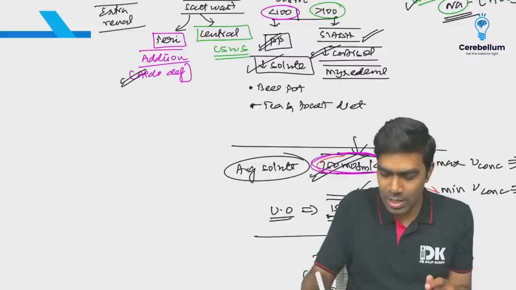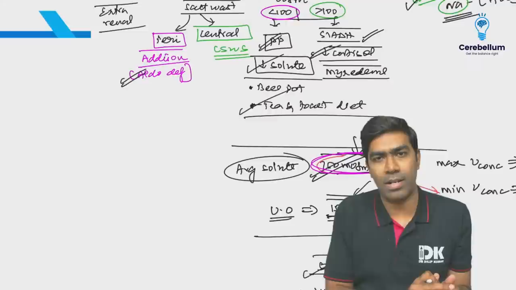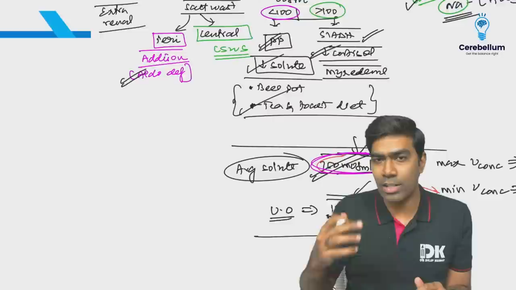Many elderly people will consume only tea and toast because they don't have anyone at home to make any food for them. That is the assumption. So that's what we call the tea and toast diet. In these two conditions, the solute intake will be very, very low, so patients will develop low solute hyponatremia.